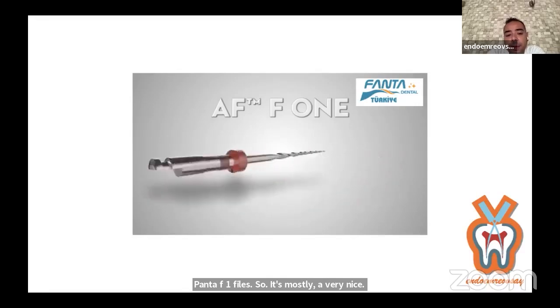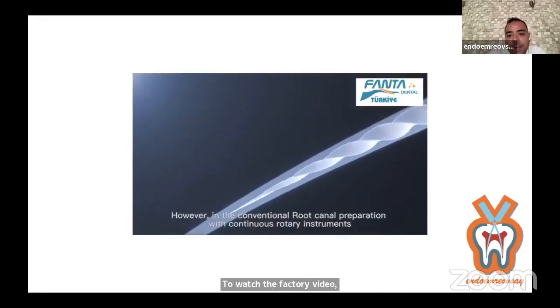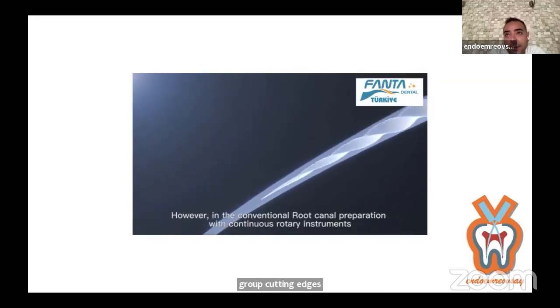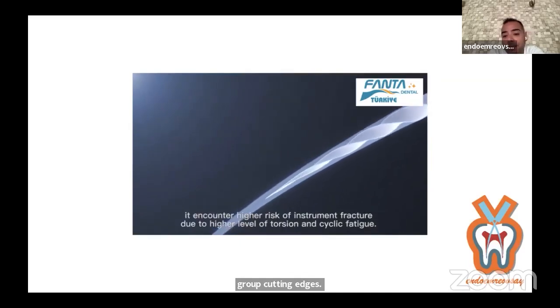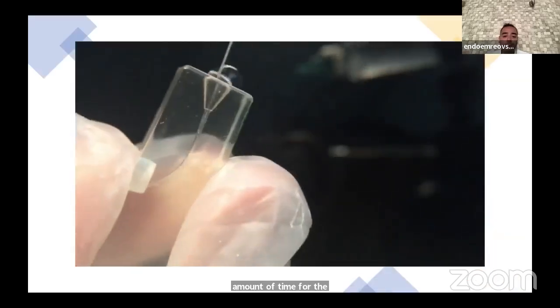To watch the factory video, you see that it has good cutting edges and a unique design that is different from the competitors. Also, I put it in the cyclic fatigue test, and it has a huge amount of time before breakage. So let's see the application as a single file.